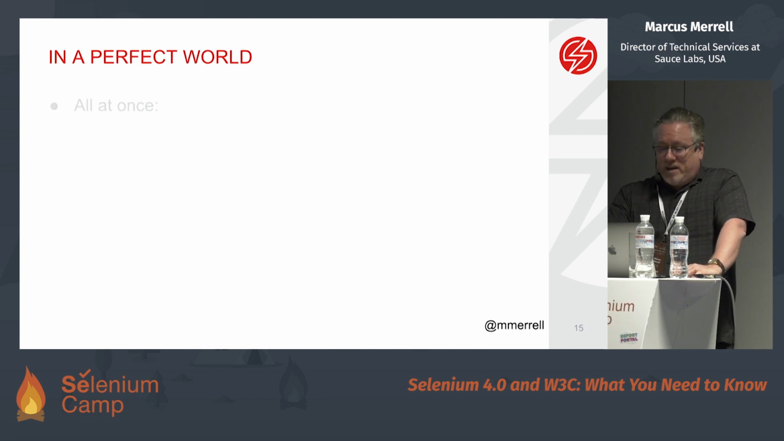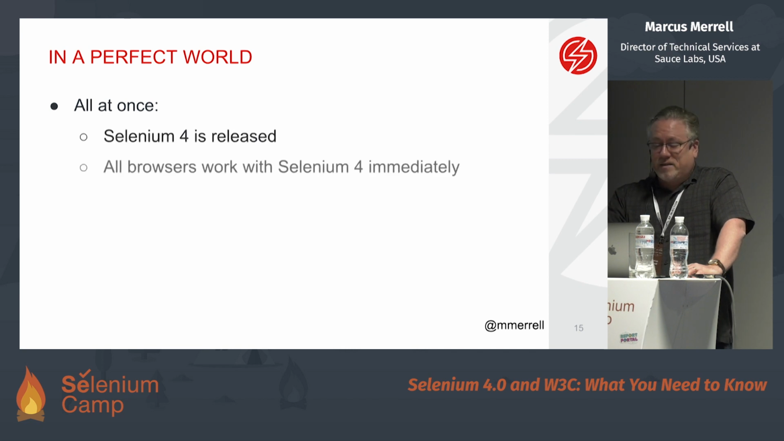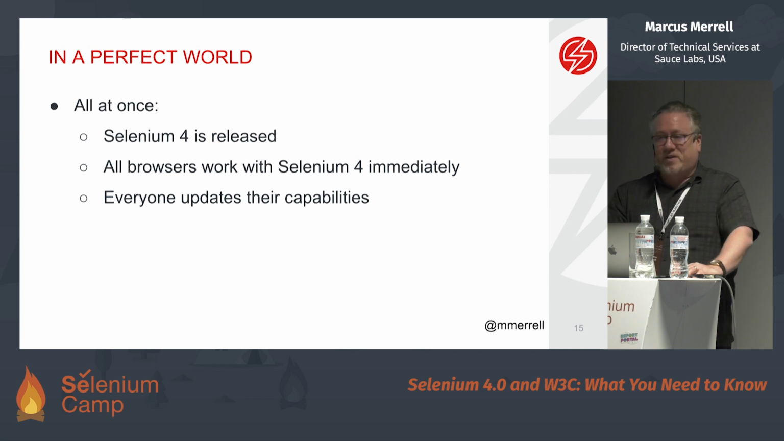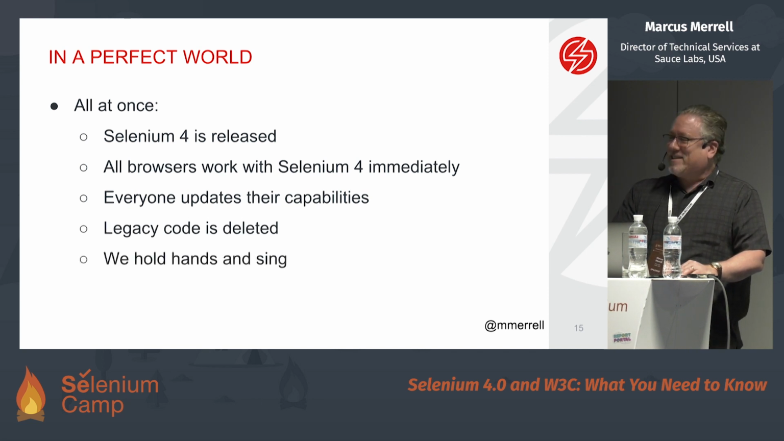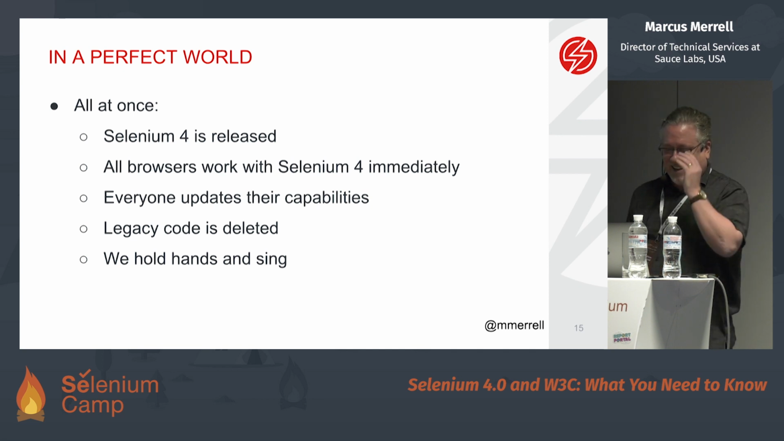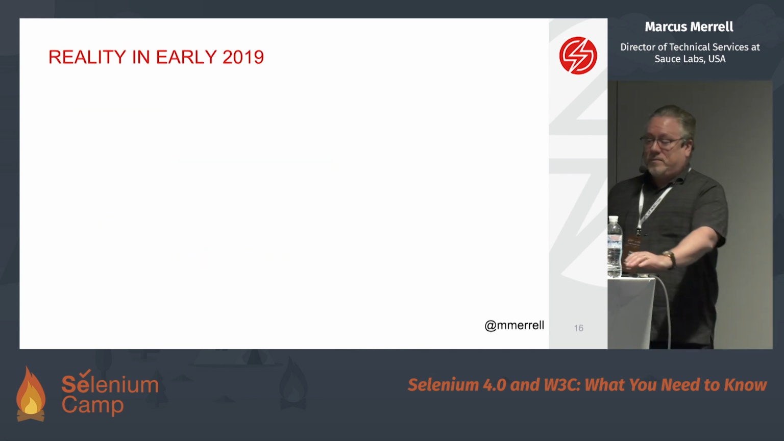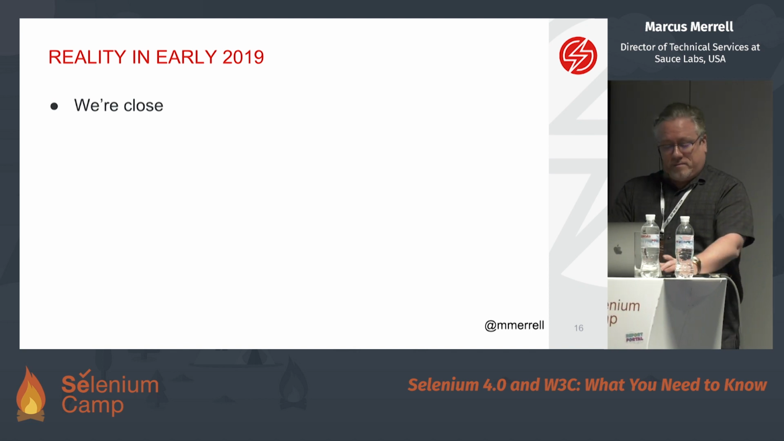So in a perfect world, here's what would happen in 2019 if everything works out right. Selenium 4 will be released. All browsers will just magically start working with it. Everyone in the audience here and everyone all over the world updates your capabilities to conform to the new part of the standard. All the legacy code gets deleted. And then we hold hands and sing. The reality is a little bit less.